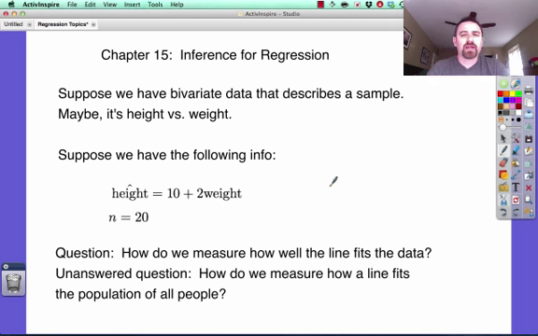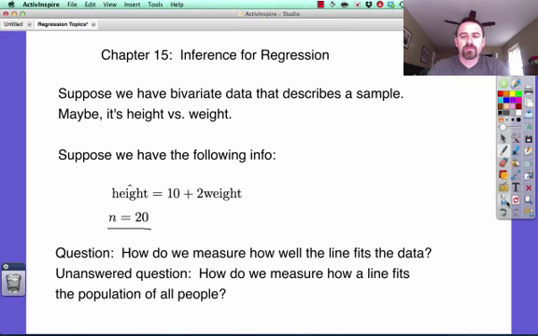So suppose we have bivariate data that describes a sample. Okay, so two variable data. Maybe the variables are height and weight, so each individual is described by height and weight. Let's say it's 20 people, and each individual has a height and a weight, and we run linear regression and we find that height hat equals 10 plus 2 times weight. Don't worry about units or anything else. This is just to give us a sense. Our sample size is 20.